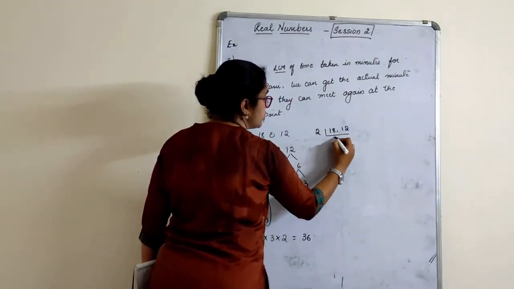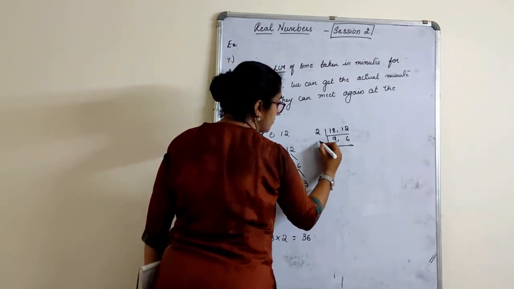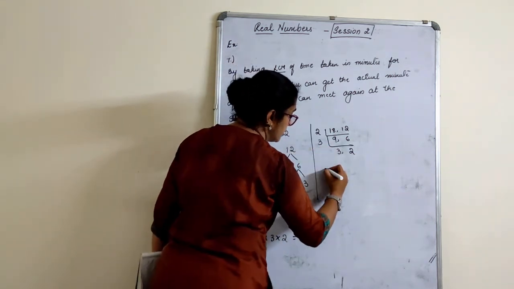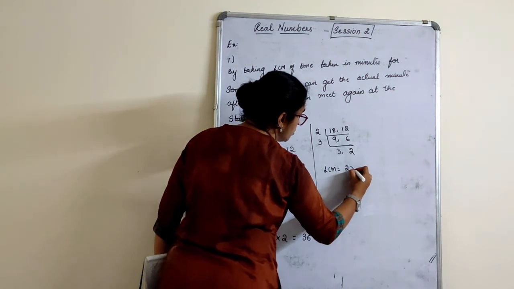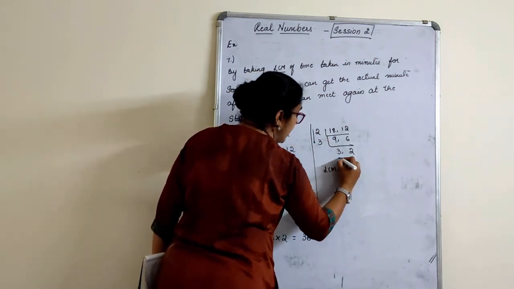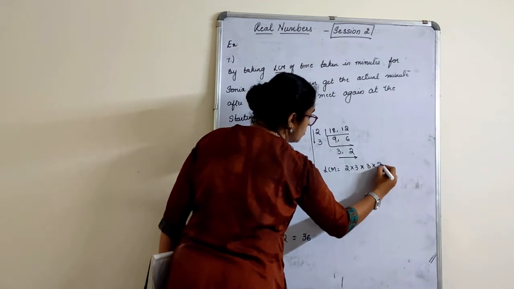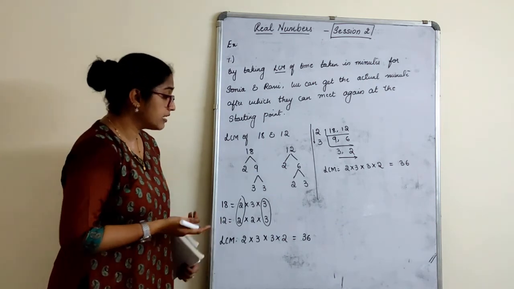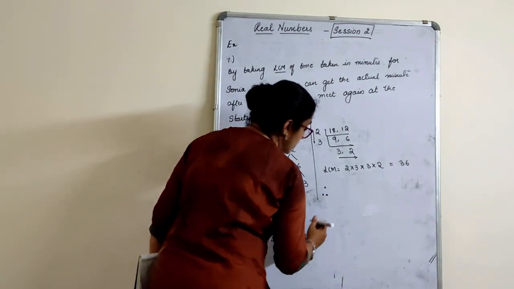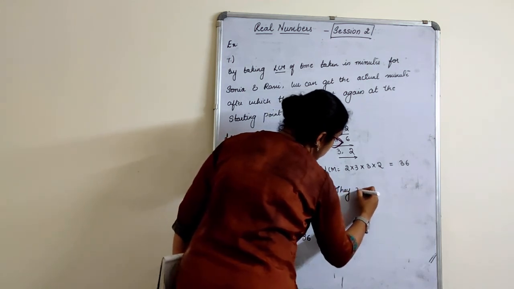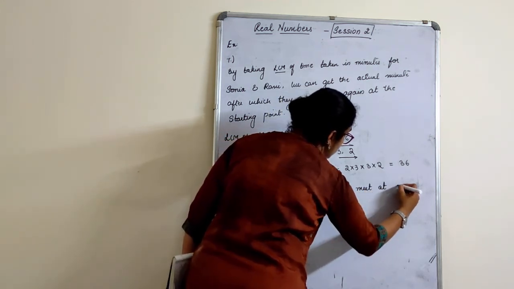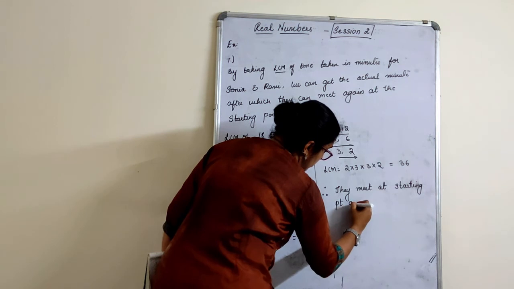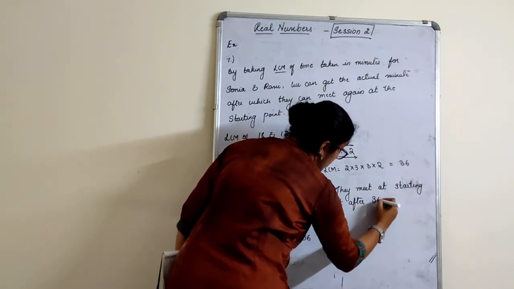Right? Let's just try here, children, once and show it to you how we do it. We start with 2. 2 nines are 18, 2 sixes are 12. 3 threes are 9, 3 twos are 6, right? So LCM is equal to 2 into 3. We multiply this and we multiply this into 3 into 2. LCM is 36. I wanted to show you this one method also. Therefore, get the conclusion. Therefore, they meet at starting point after 36 minutes.